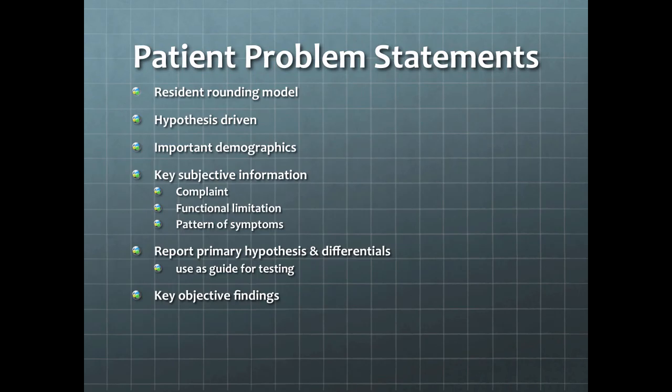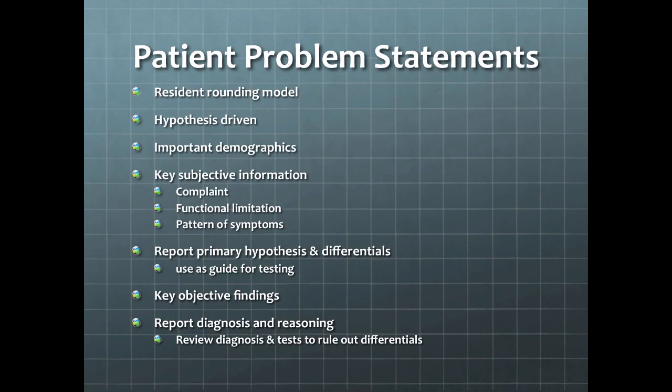Once the objective testing is done, now they're going to do the same thing. They'll come back and give you the final patient problem statement, which will include the various information above, but it'll now finish up with: this patient's complaints are most consistent with this diagnosis. This is supported by X questioning or testing, and then I ruled out these diagnoses by way of these questions or testing. That way you can see the reasoning process as clearly as you possibly can.